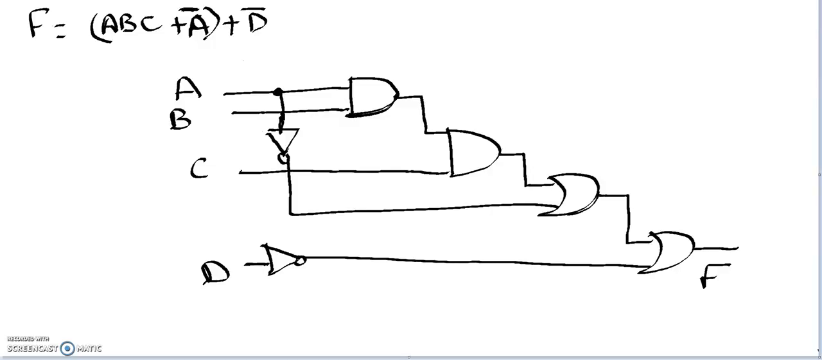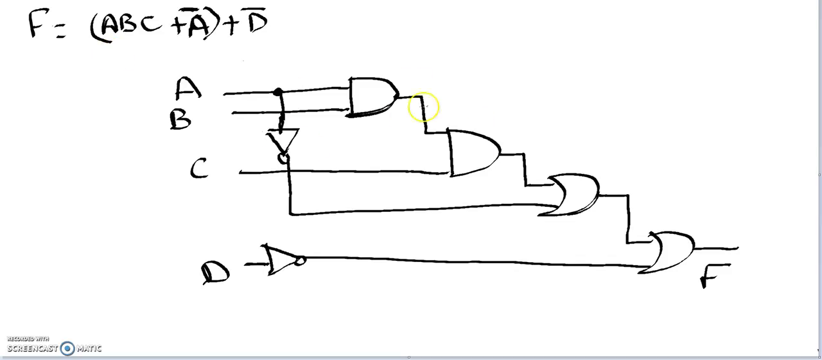We want to implement this design using NOR-only gates. Assume we have F equals ABC or A bar or D bar, which is implemented in this schematic diagram, but for the ABC term, we split it into two two-input AND gates.